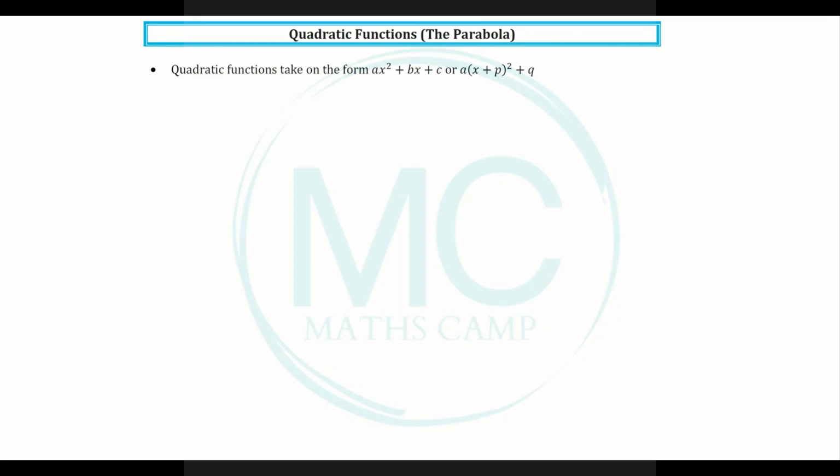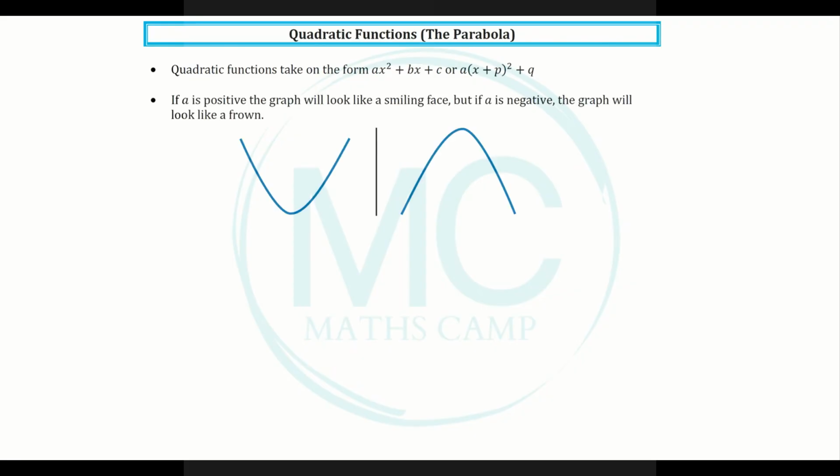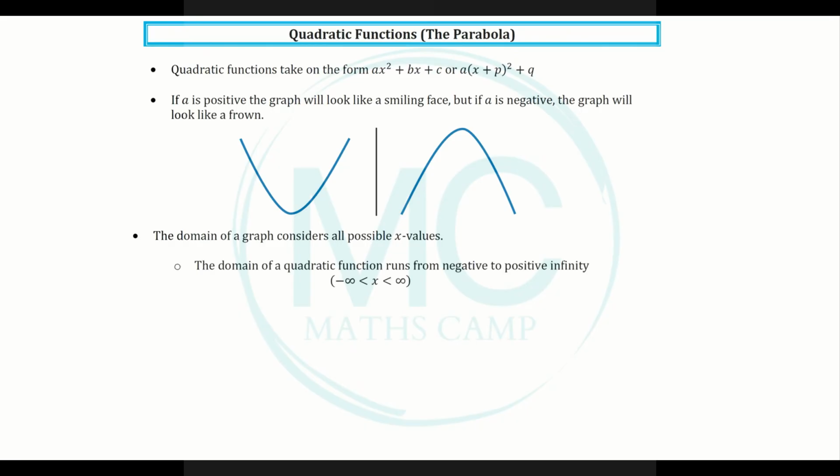It is a quadratic. a affects the shape of the graph. If a is positive, the graph will look like a smiling face, but if a is negative, the graph will look like a frown. The domain of a graph considers all possible x values. The domain of a quadratic runs from negative to positive infinity.